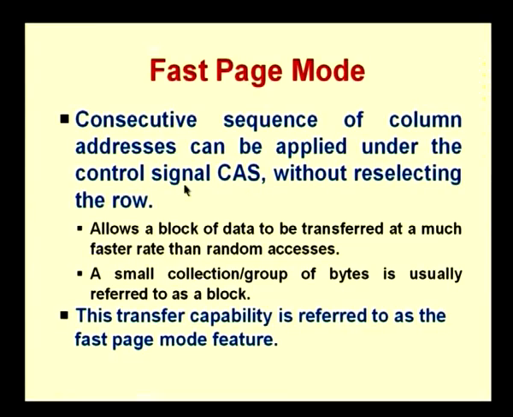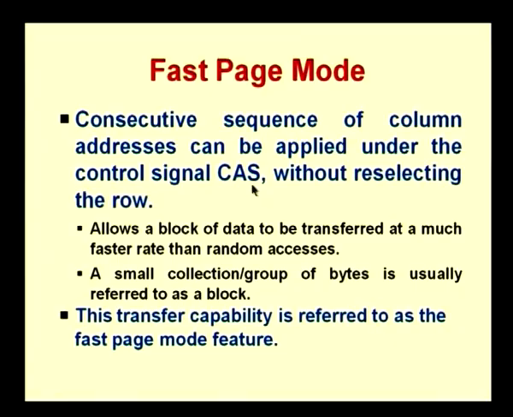A consecutive sequence of column addresses can be applied by controlling the signal CAS that we have here. Remember, CAS is our column address strobe. The row address strobe we do not change, as that has already been given. Now, you keep changing the column address strobe, and this will allow different bytes of data which are in consecutive columns to be transferred to your buffer, and then from there out of the device.